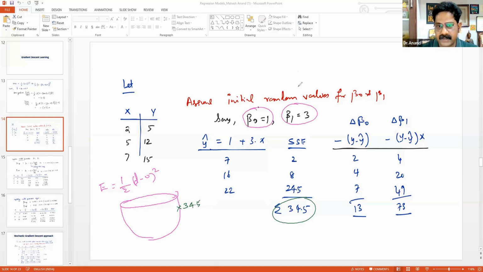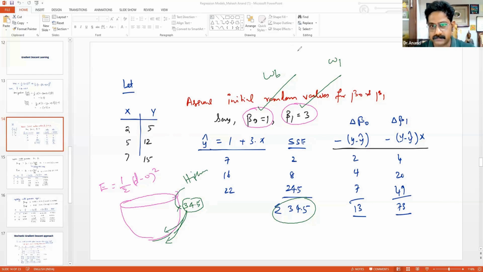Initially we have randomly selected intercept and slope, which are WB and W1. For the randomly selected values, my initial error is at a higher value. Let us assume this is somewhere at a higher value. What is our objective? Our objective is to minimize this error, to descend down this error towards the minimum value. If I can adjust my weights in such a way that I reduce this error, it means my model is approaching the actual value. That is the intention.